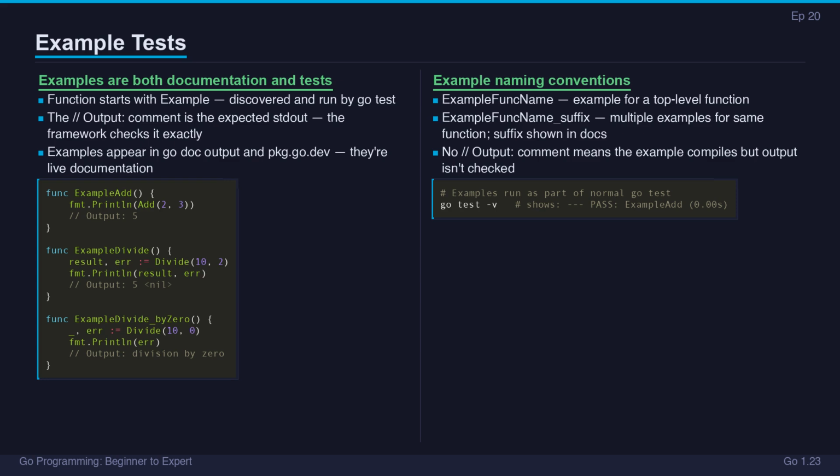Multiple examples for the same function use a suffix, like ExampleDivide_zero. The suffix appears in the documentation alongside the main example, so readers see multiple use cases without opening the source. If you omit the // Output: comment, the example still compiles and runs, it just doesn't check the output. Useful for examples that print non-deterministic output like maps.